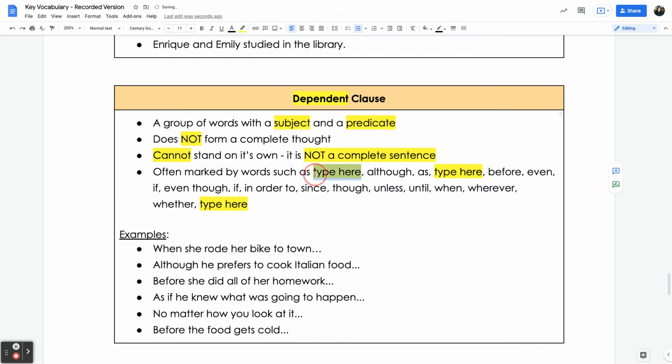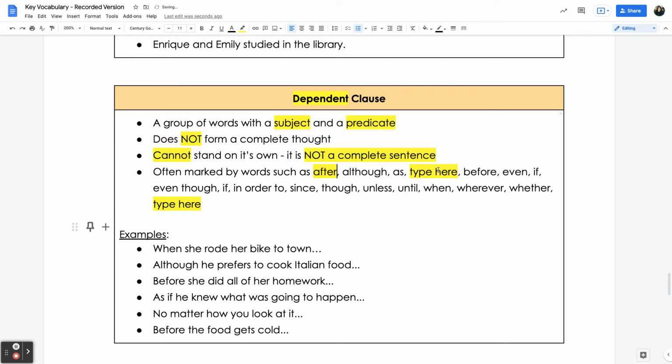It's often marked by words such as: after, although, as, because, before, even if, even though, if, in order to, since, though, unless, until, when, wherever, whether, and while.